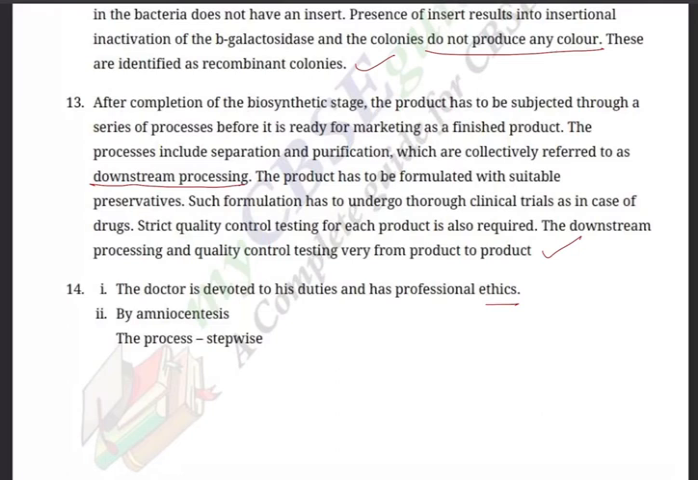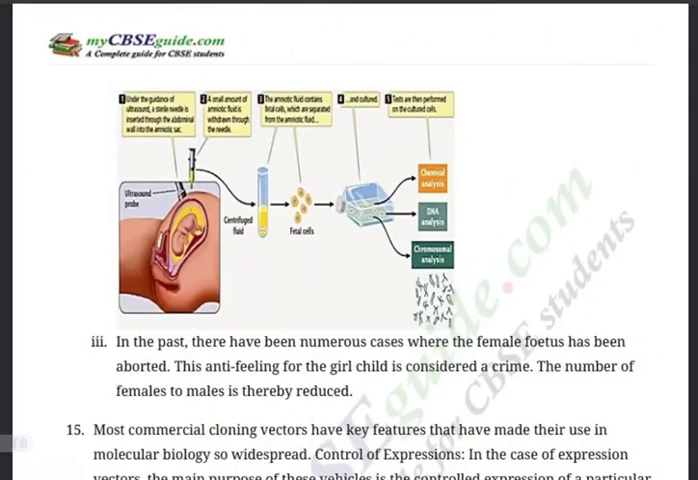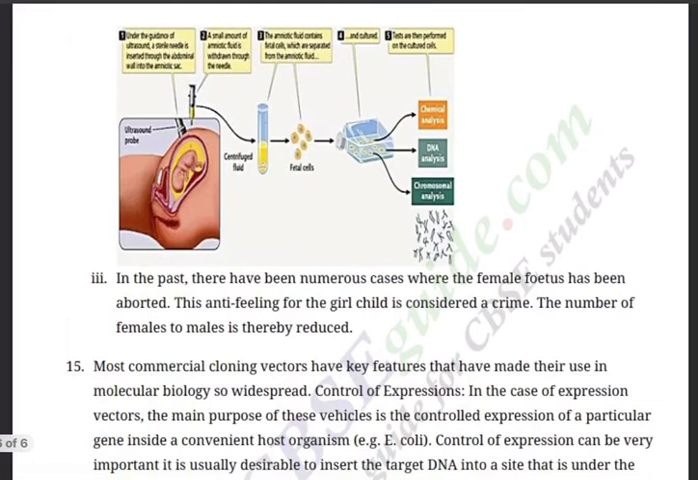Question 14. The doctor is devoted to his duties and has professional ethics. And of course, by amniocentesis, we take the amniotic fluid and check for the presence of the Y chromosome if the fetus is a male. The process is stepwise, and this is how it is done. You can see an injection inserted into the belly of the mother, and amniotic fluid is collected, and that amniotic fluid will have the fetal cells, and the fetal cells are put in culture, and look at that. This is what they test.